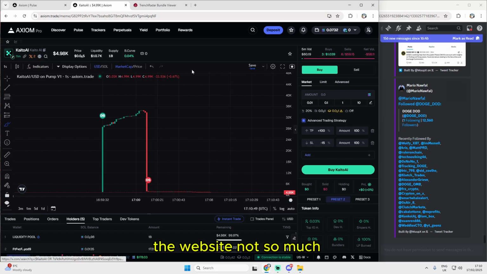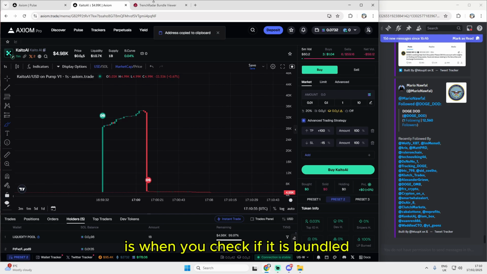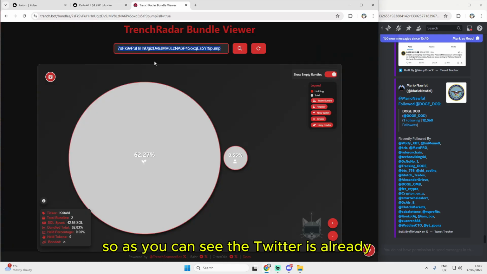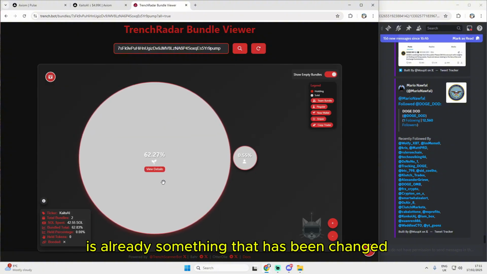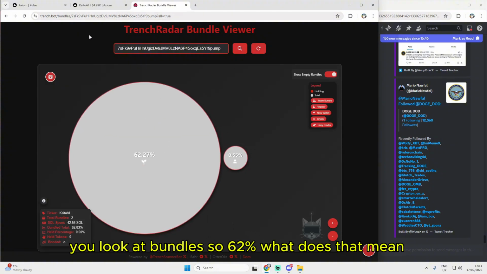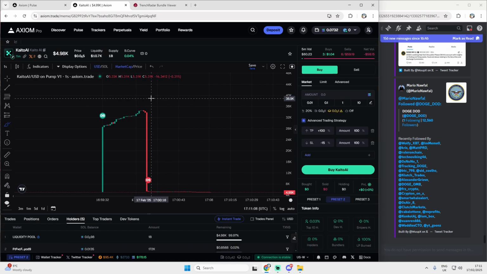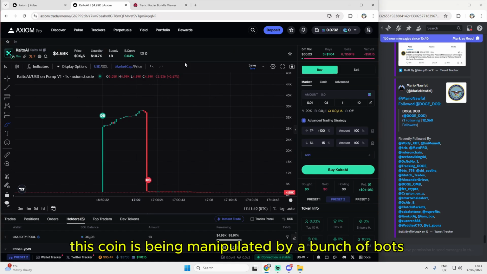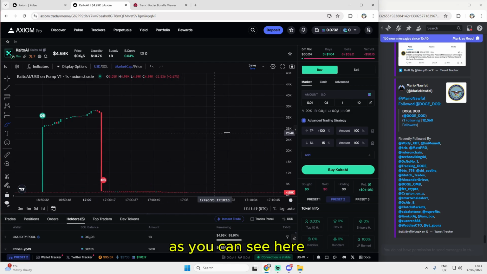The website, not so much. I would say the website looks quite legit. The problem here though is when you check if it is bundled. So as you can see, the Twitter is already something that has been changed, and bang, you look at bundles. So 62%. What does that mean? This coin is being manipulated by a bunch of bots. A bunch of wallets have basically manipulated the price, as you can see here.